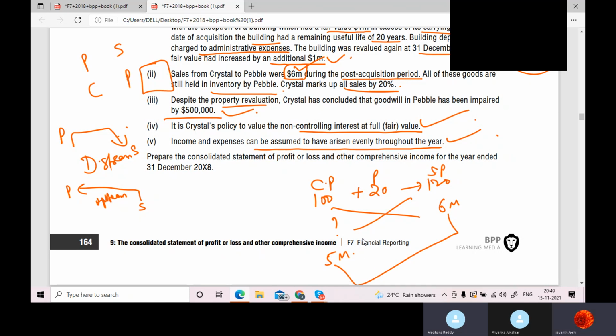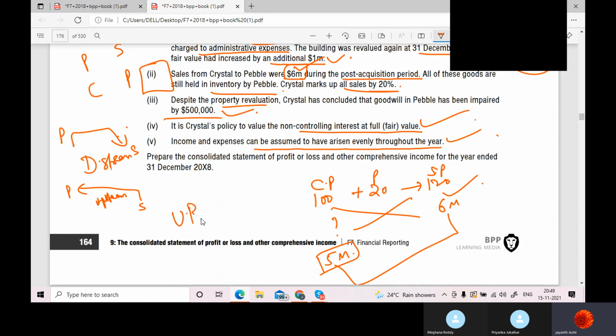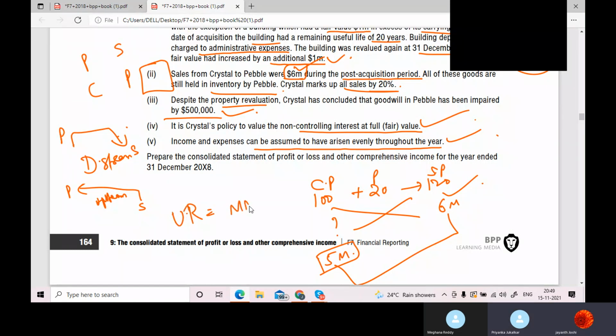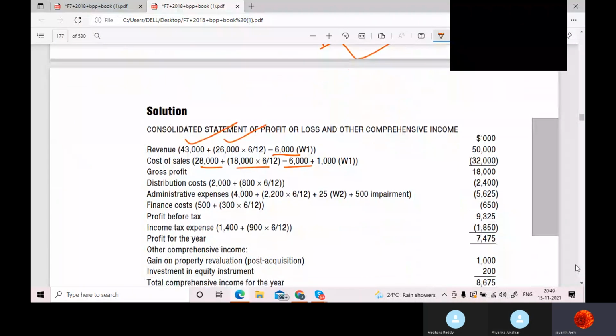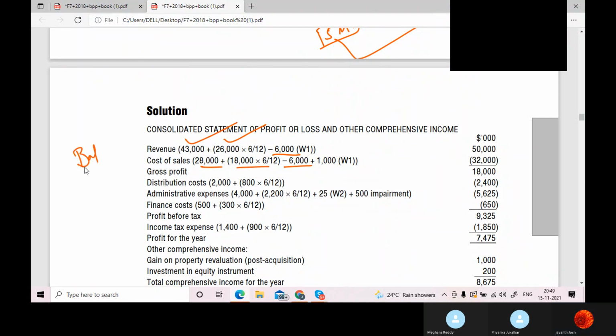Actually, whatever sales are done, are done at 6 million. It cost how much to the parent? 5 million. So the unrealized profit is how much? 1 million. So 1 million unrealized profit we need to adjust. And you already know that this 1 million unrealized profit would come in when you prepare the balance sheet. So that retained earnings adjustment, when we used to do it in the previous chapter and in the inventory, we used to do the adjustment.